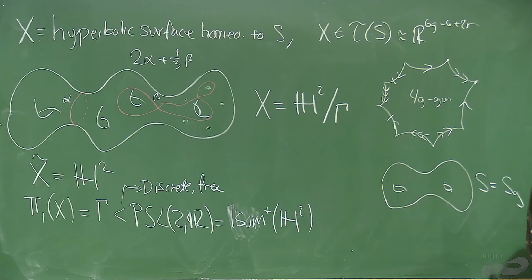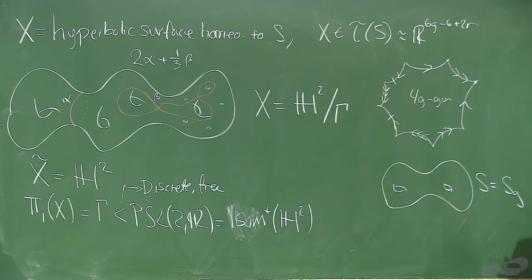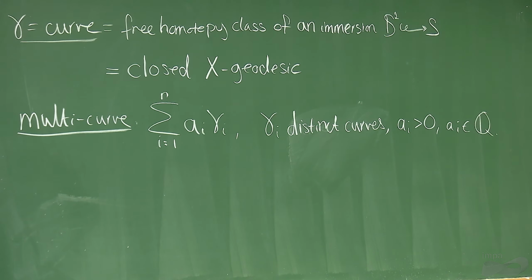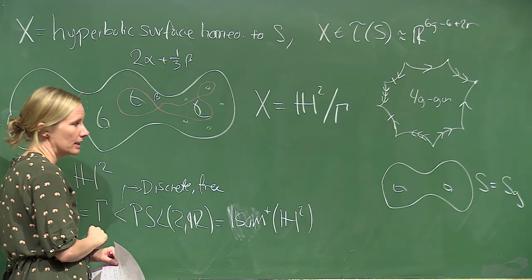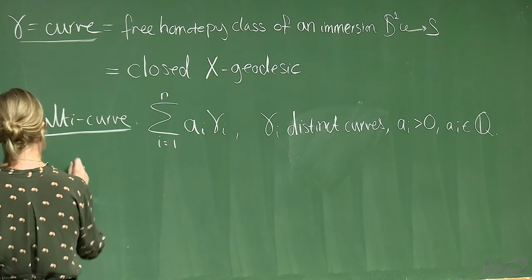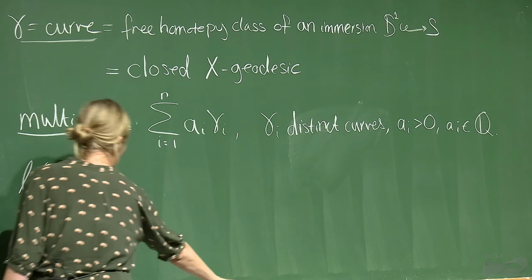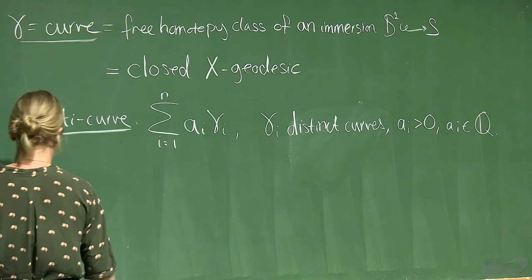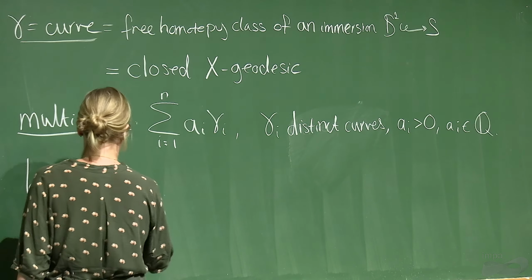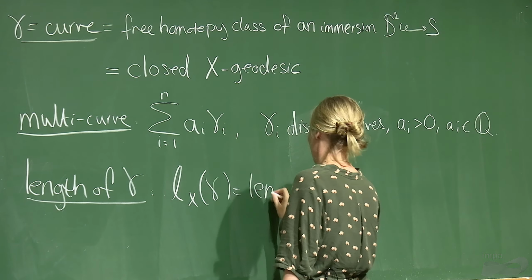Okay. Let's see what else we need. Yeah, and so we're going to count. There are infinitely many curves, infinitely many closed geodesics on any surface. But if we restrict the length, so let me define the length of a curve. If it's the length of a free homotopy class of a curve, it's going to be, with respect to a metric, so L_X of gamma is just the length of the geodesic representative.